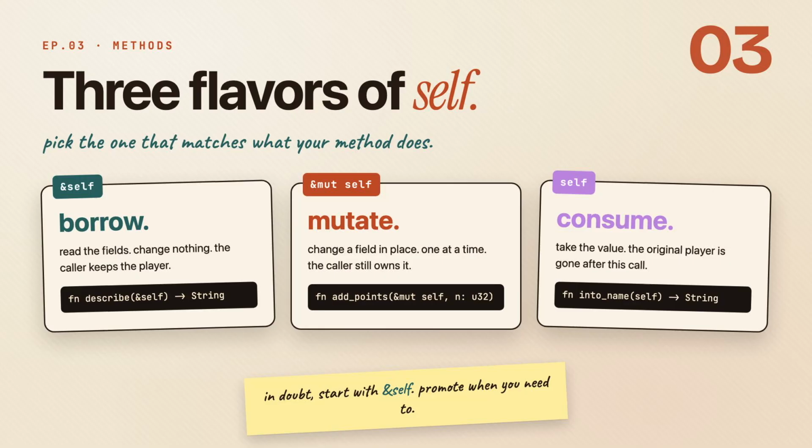In doubt, you can always start with &self. Promote to &mut self when you need to write, and plain self when you really mean to consume.